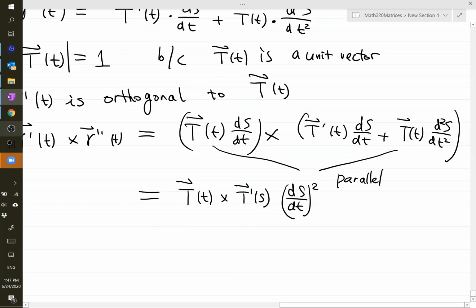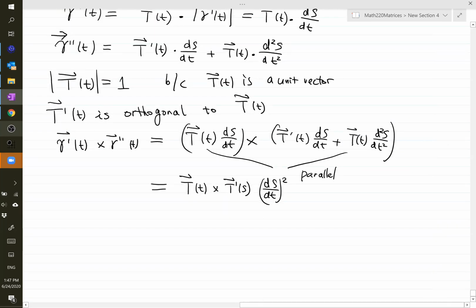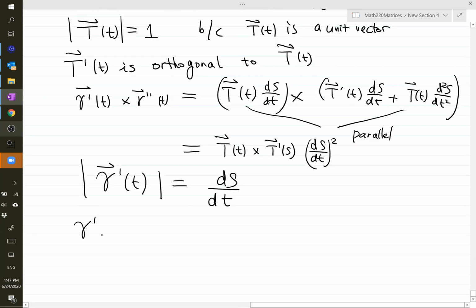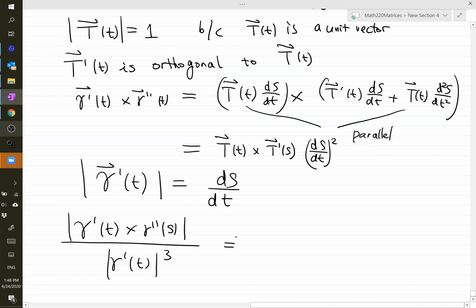Then we have, you see, this thing also value. This is actually ds over dt. So finally, you see this norm of r' cross our second derivative, norm over this thing to the power 3.